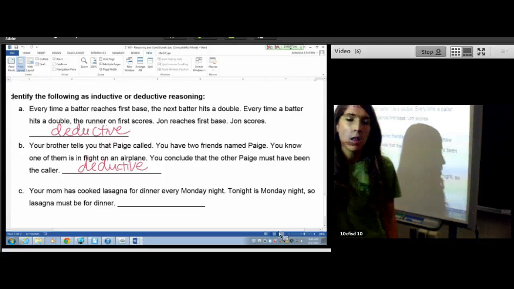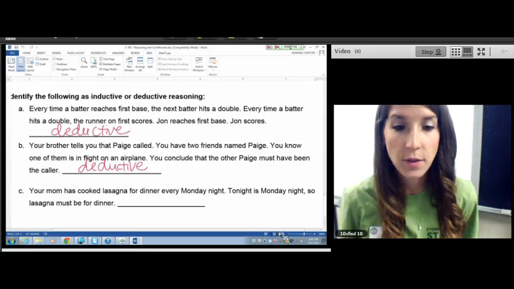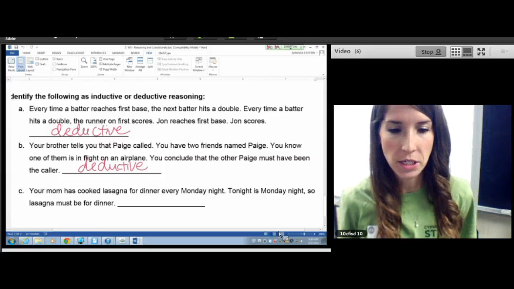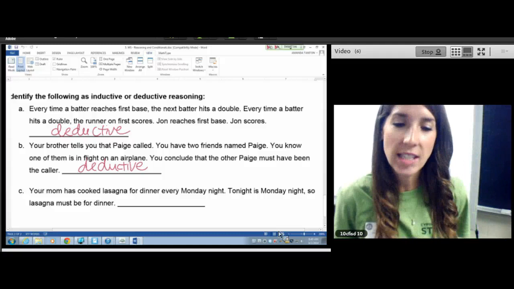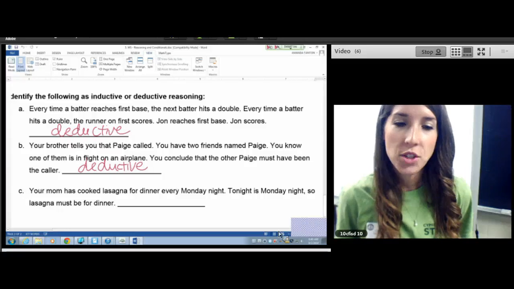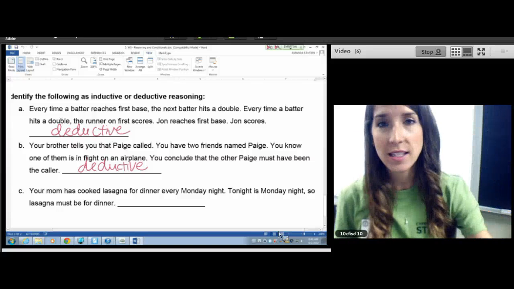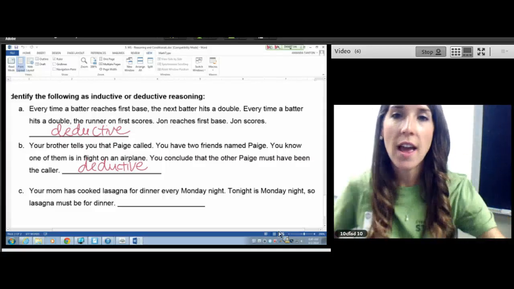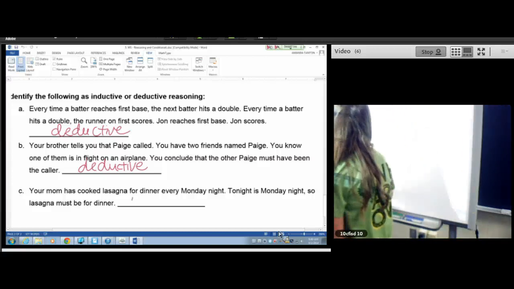Okay? The last one says, your mom has cooked lasagna for dinner every Monday night. Tonight is Monday night, so lasagna must be for dinner. This is the only one that's inductive because just because in the past she's cooked dinner every night, tonight has not happened yet. So you're predicting the future. You're following a pattern. That's inductive.